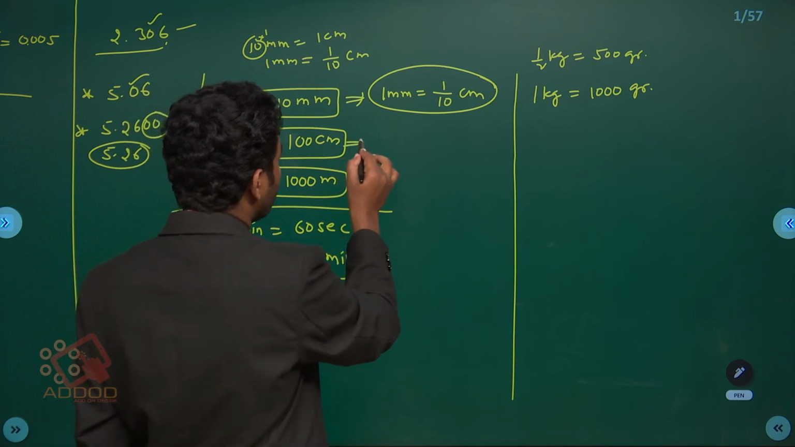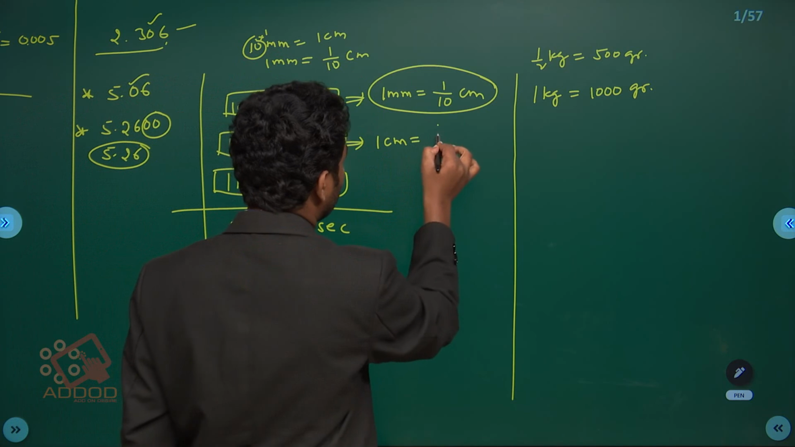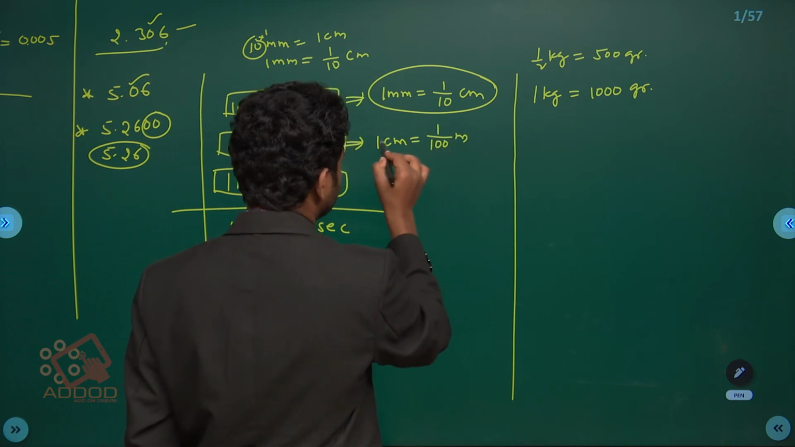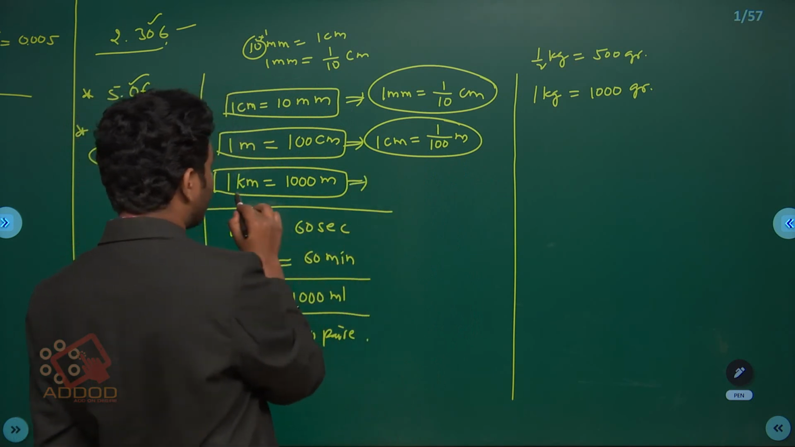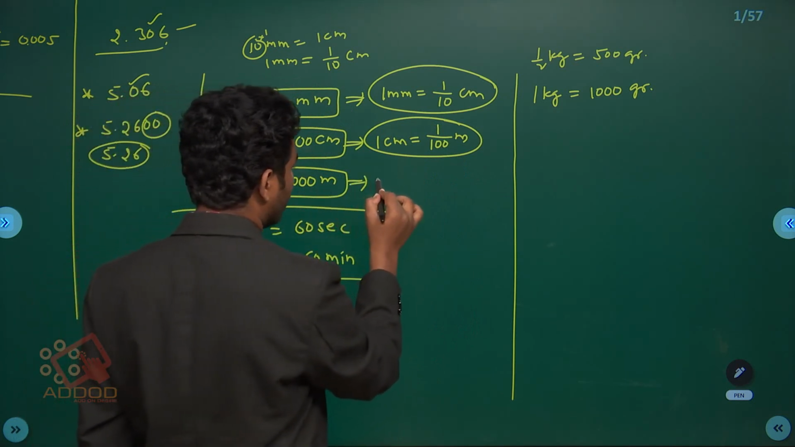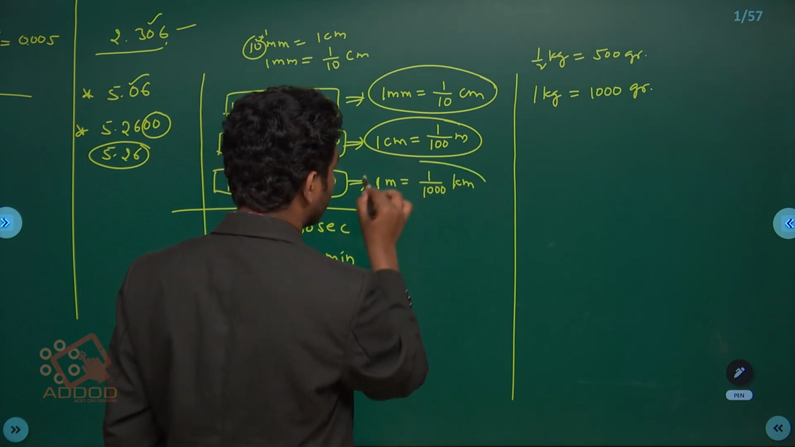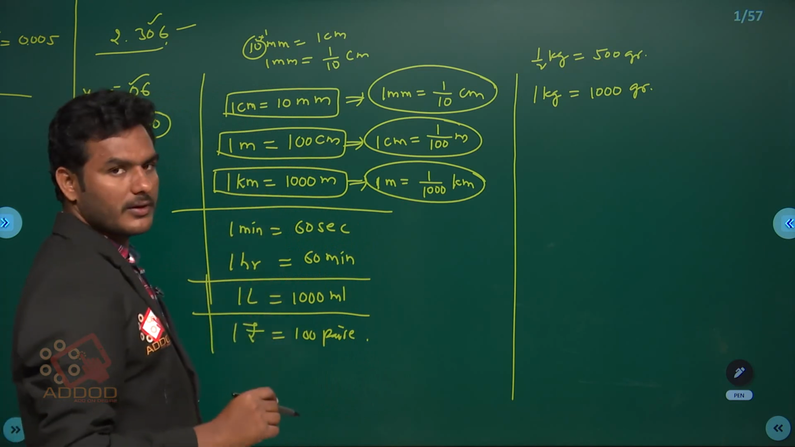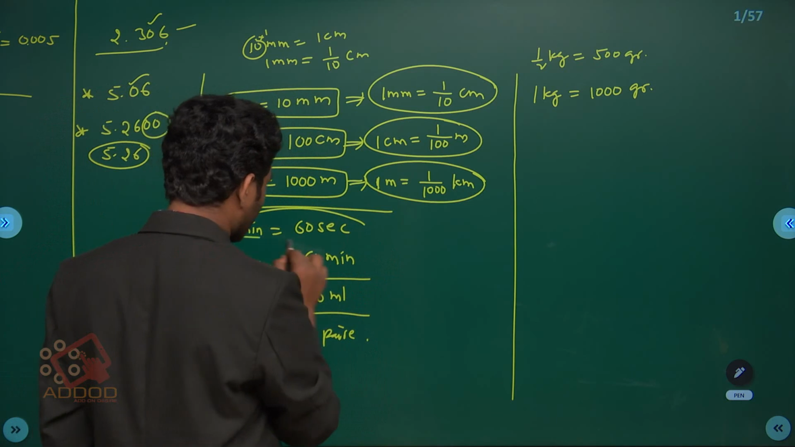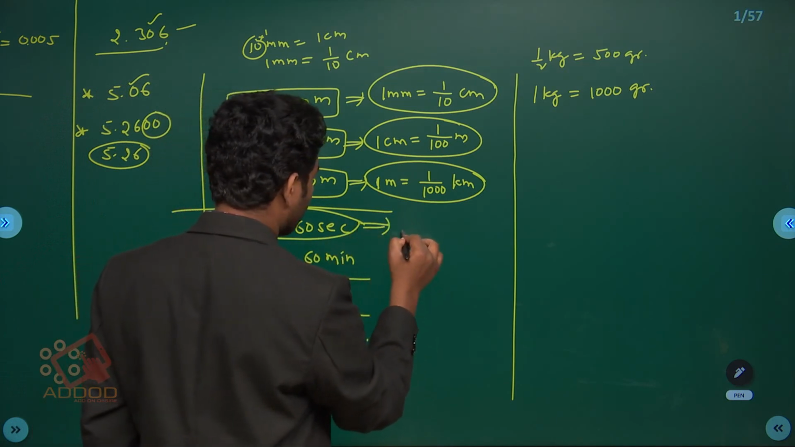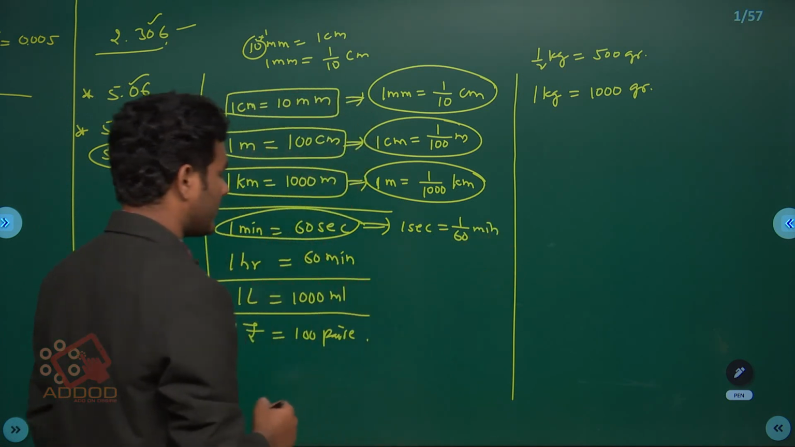In the same manner, 1 meter is equal to 100 centimeters, which means 1 centimeter is equal to 1 by 100 meters. Now 1 kilometer is 1000 meters, then 1 meter is equal to 1 by 1000 kilometers. Now 1 minute is equal to 60 seconds. So by using this, how can we write? 1 second is equal to 1 by 60 minutes.